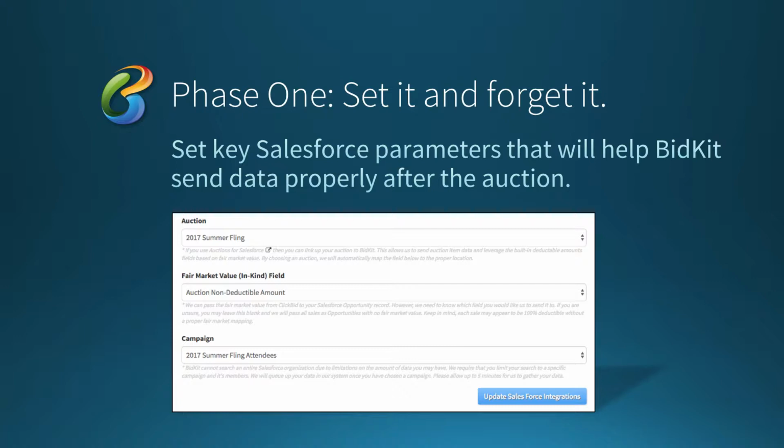So again, there might be a few questions on that, but really, if you have Auctions for Salesforce, you can pick an auction that you want to use. If you do that, then the fair market field system is already set up. If you don't want to use Auctions for Salesforce, then you can choose a fair market value field that you have in your account. We're going to query and see what you have and let you choose one. And then you would pick a campaign that you want us to query. Once that's done, you're all set, and you can just move on to your event.